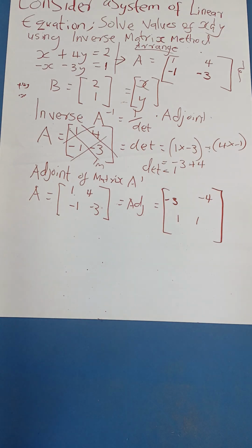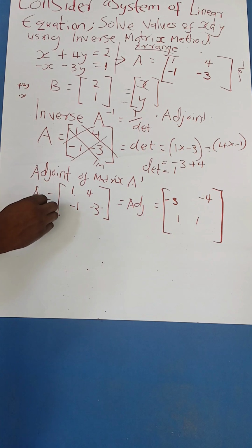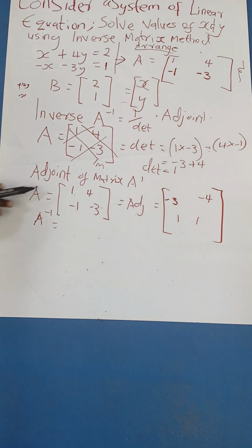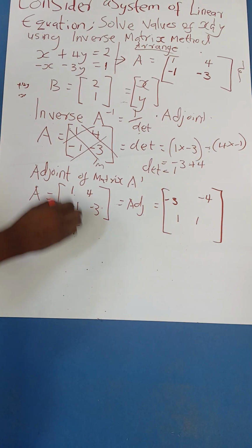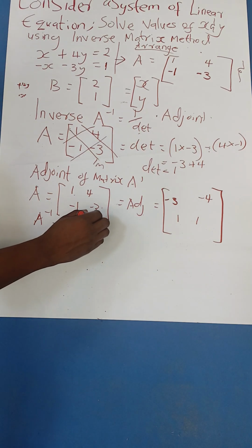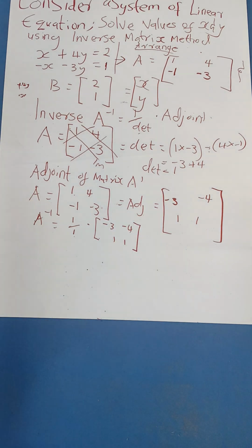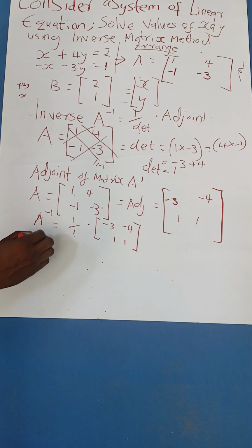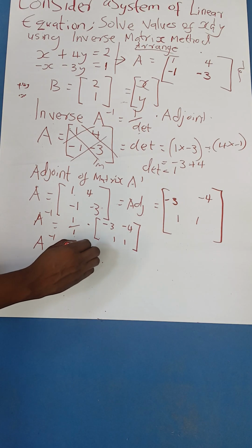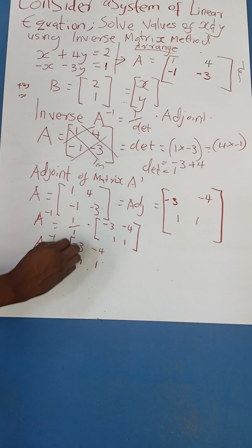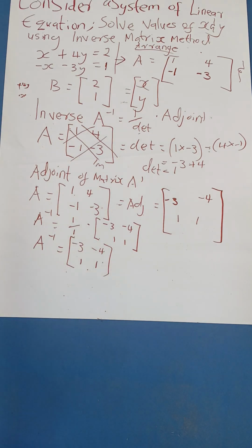Let us find the inverse. To find the inverse of matrix A, you know very well, it is 1 over the determinant multiplied by the adjoint. So it will be 1 over 1, multiplied by -3, -4, 1, 1. So our inverse for A will be -3, -4, 1, 1. Good. So this is our inverse.